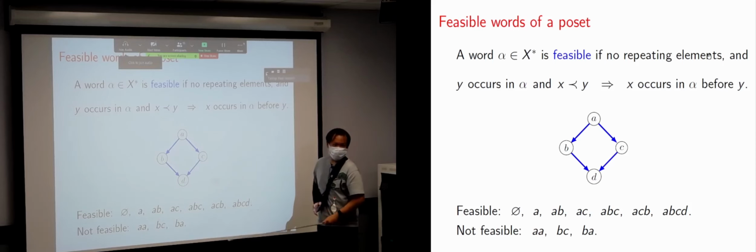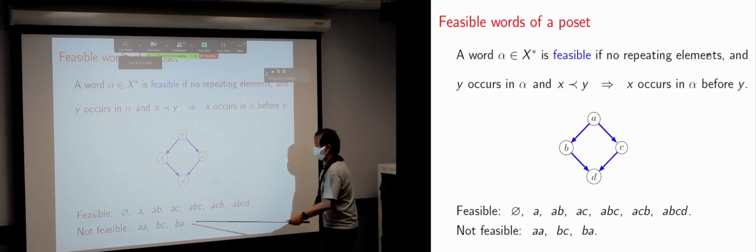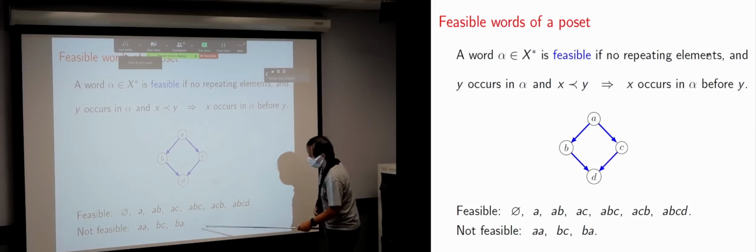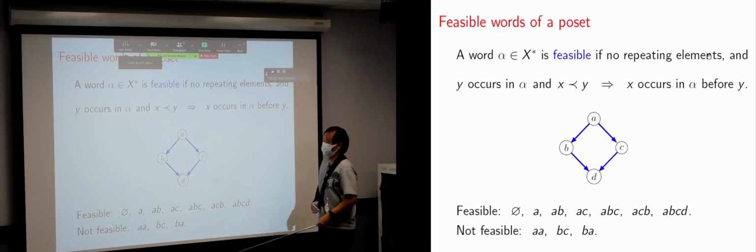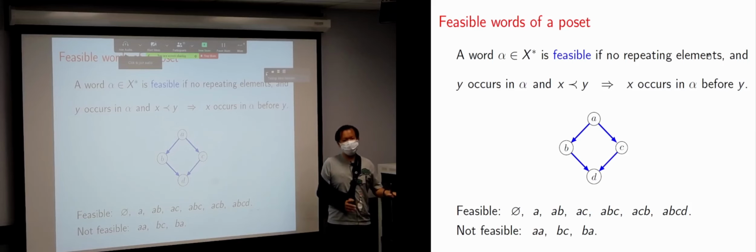BA is also not feasible, even though A already appeared in the word, because remember, A is a very jealous person. Not only must A appear, A must appear before B. So that's why AB is feasible, but BA is not. This is actually a part of a general setup called greedoid, but today let me focus only on the case of poset.